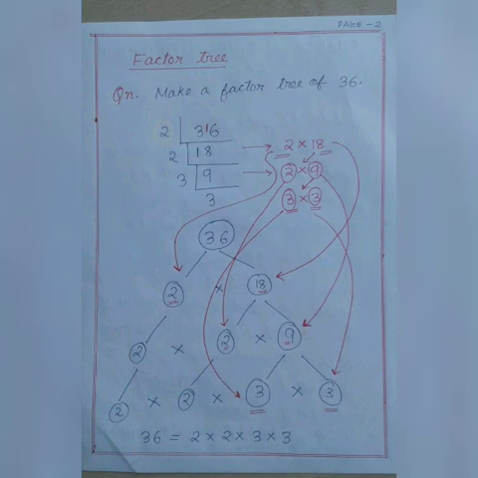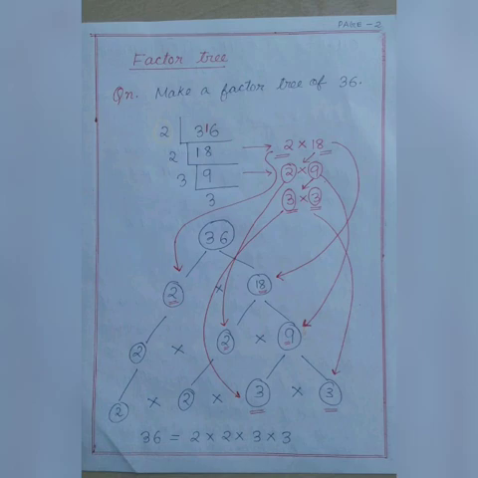Again 9 I can divide by 3 and I get 3. So 9 is equal to 3 into 3. Now 36 I shall write on the top. I have divided 36 by 2, so I shall write 2 on the left side and the result after division, that is 18, I shall write on the right side. Again 18 is equal to 2 into 9.